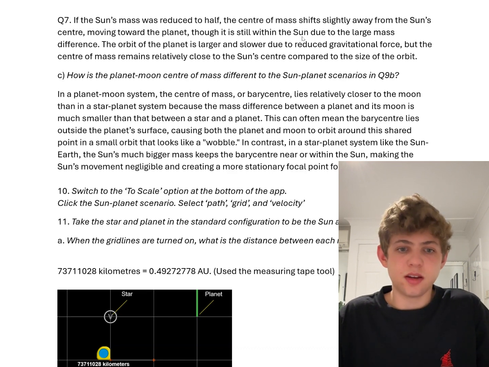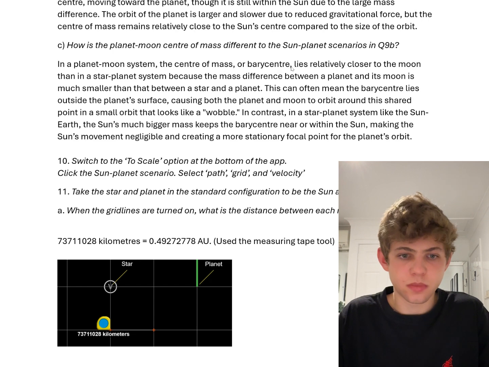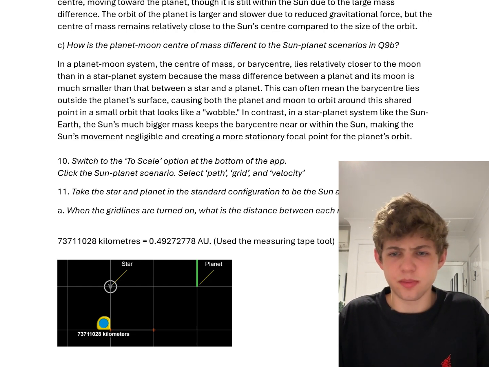For C, in a planet-moon system, the center of mass, called the barycenter, is relatively close to the moon, closer than in the star-planet system because the mass difference is much smaller than between a star and a planet. This can often mean the barycenter lies outside the planet's surface, causing both the planet and the moon to orbit around the shared point in an orbit that looks like a wobble for the planet.